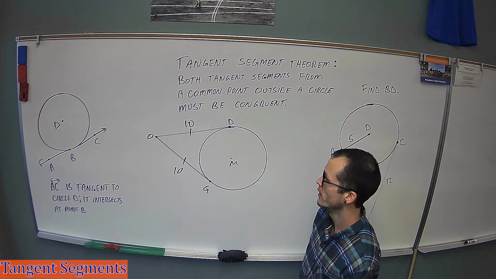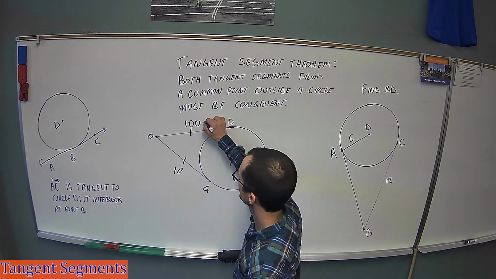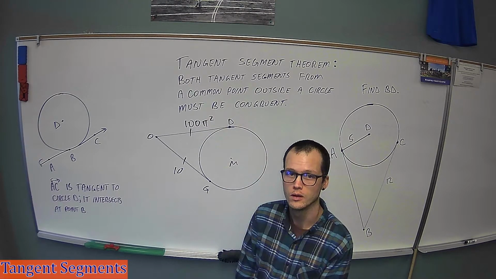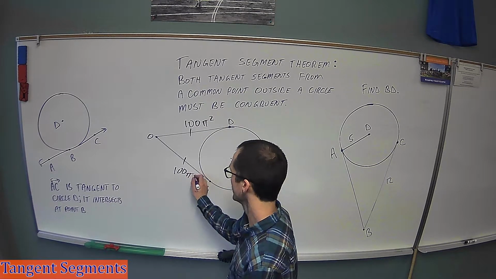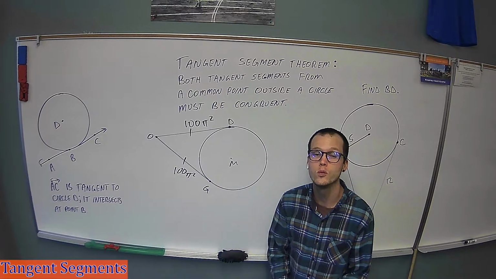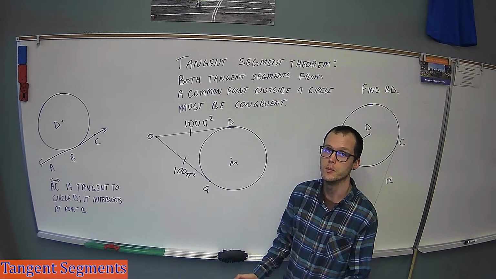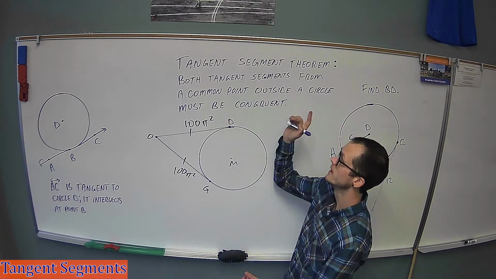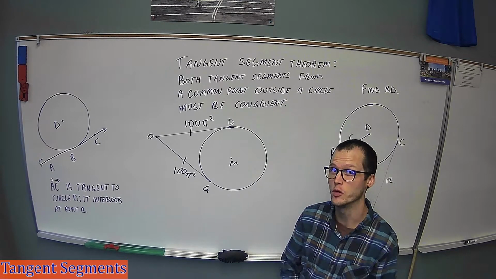What if OD was 100 pi squared? Well, then OG is also 100 pi squared. So if you're given one, you automatically have the other. They must be the same exact length. That is what the tangent segment theorem says.